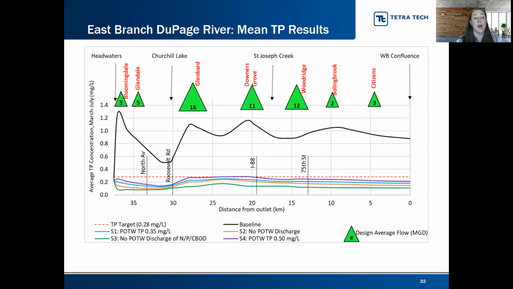And again, the plants are not simulated as discharging at their full design average flow. They are set to simulate the average discharge conditions from DMR data for the model year. So again, we're not looking at the most critical, the hottest period. We're looking at real data, more average type conditions.